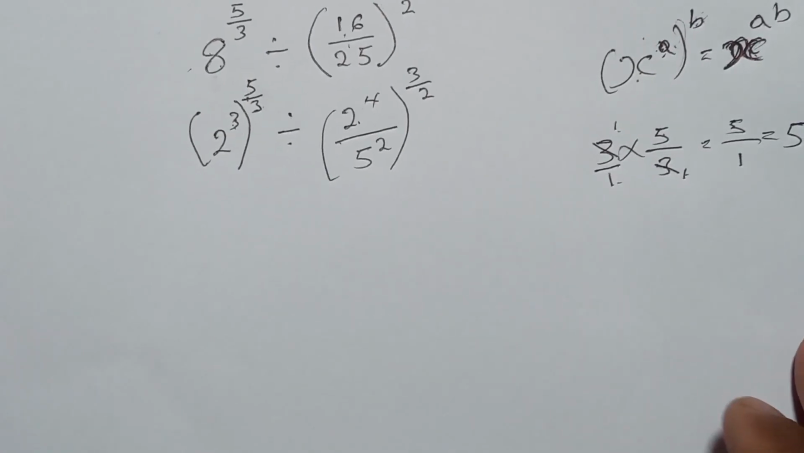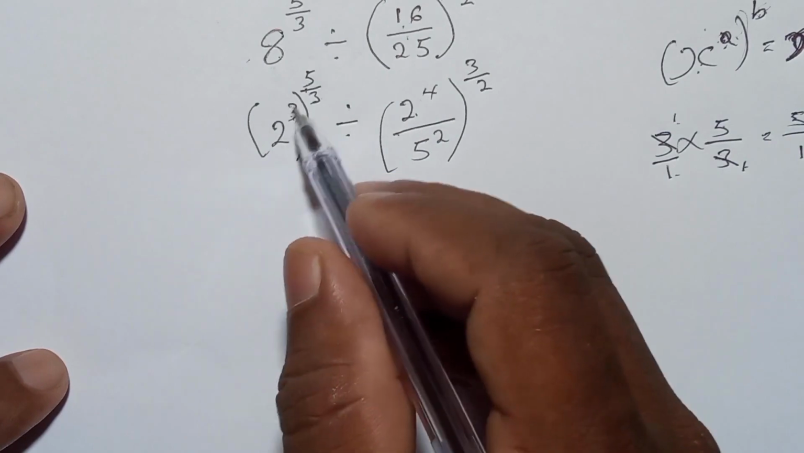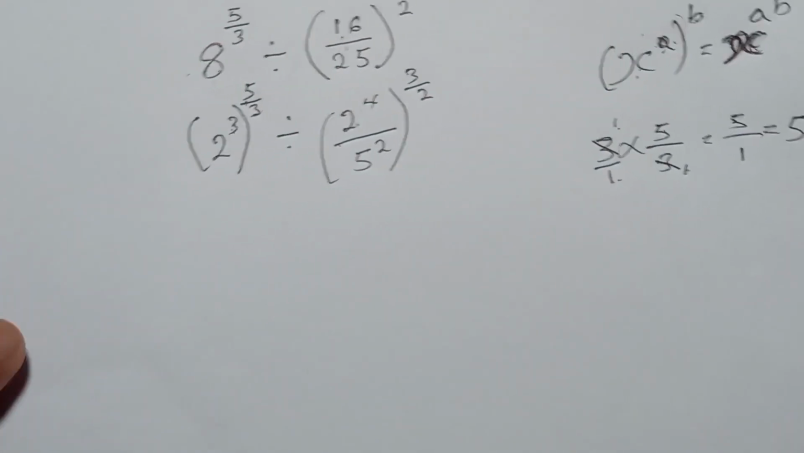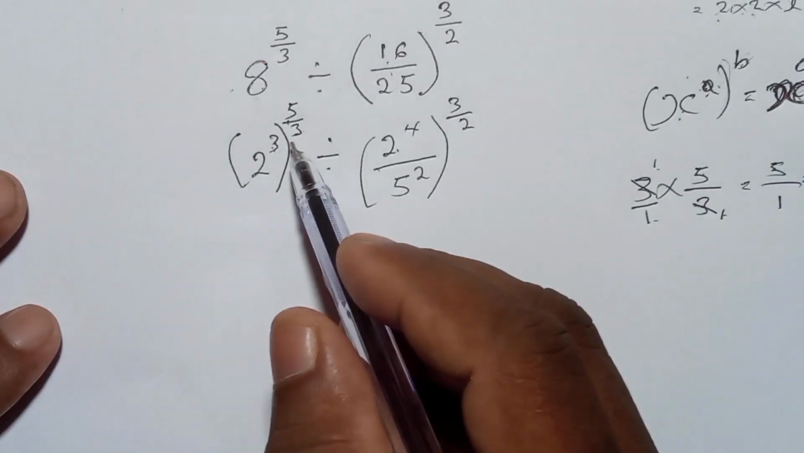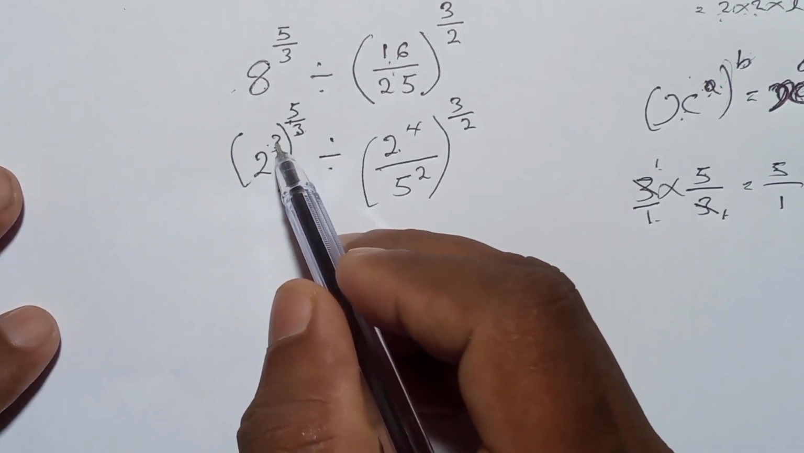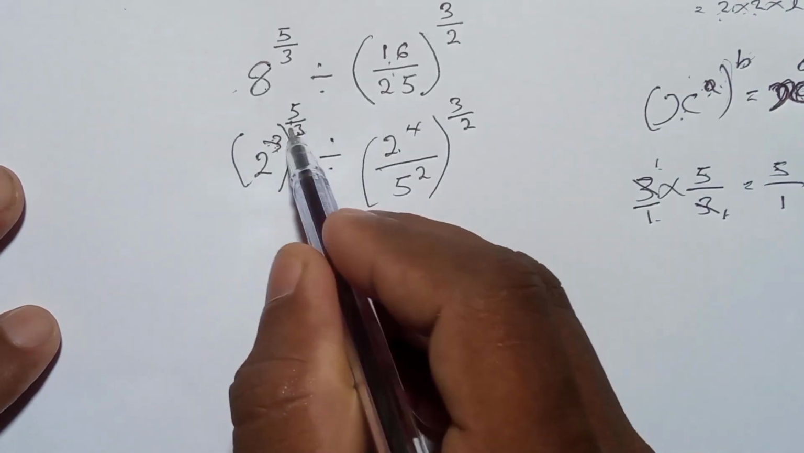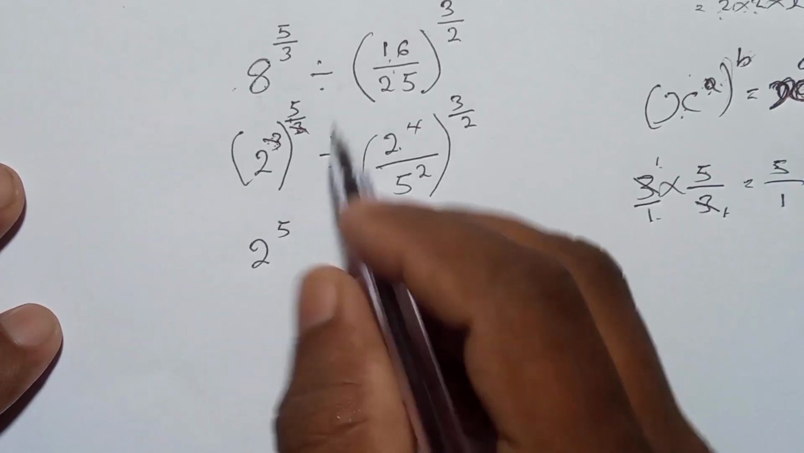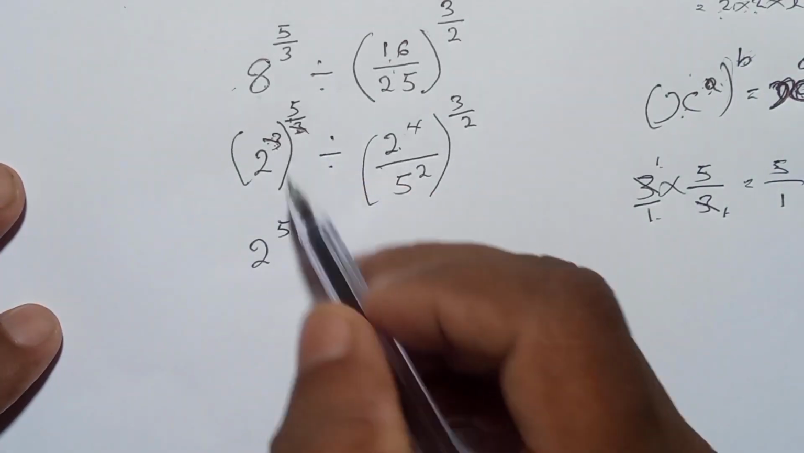My idea here is that this index multiplies with this index. You don't need to show this working, I wrote it just to explain. Normally you can cut this 3 with this 3. You can think 3 into 5/3, the 3 and 3 cut. Normally we write it this way, that's enough. So here 2 to the power 5 will remain. That means when you multiply 3 with 5/3, it will be just 5.